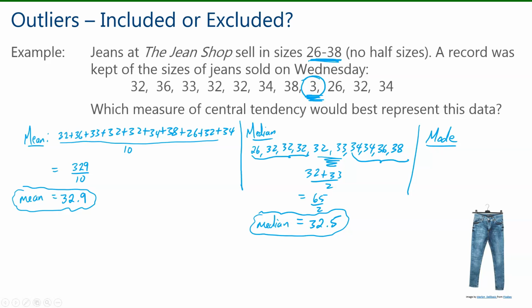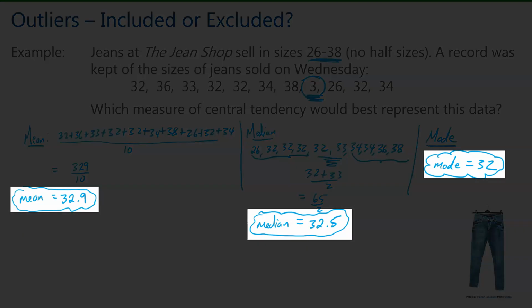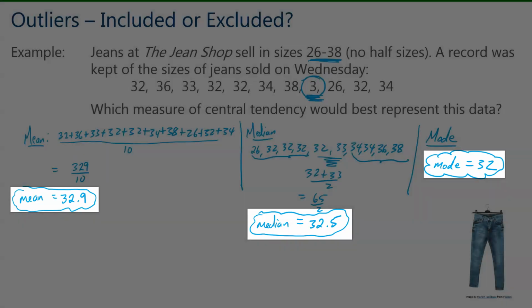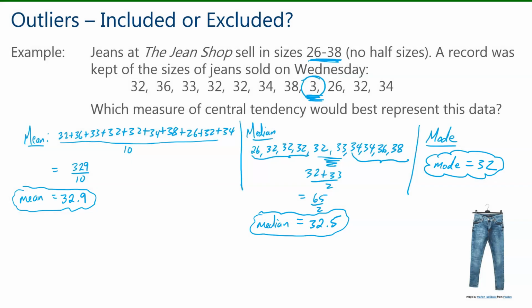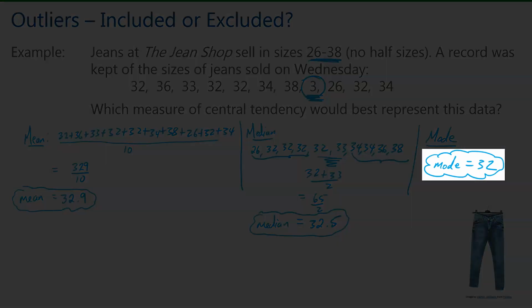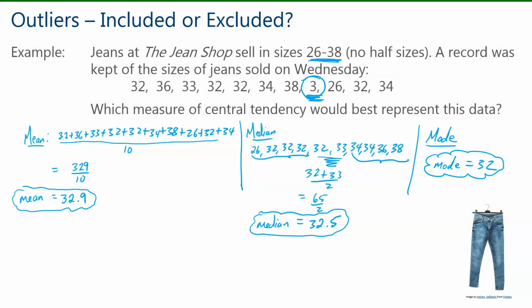Which jean size appears most frequently? That would be the 32. We have now found our 3 measures of central tendency. If we look, all three values are around 32. However, there is going to be one of these measures of central tendency that we're going to choose, and that will be the mode. And we're going to choose the mode for a couple of reasons.